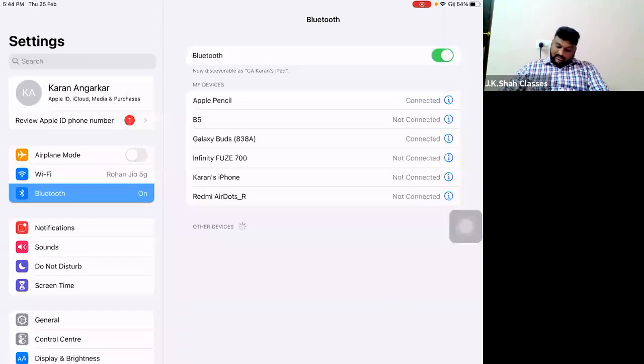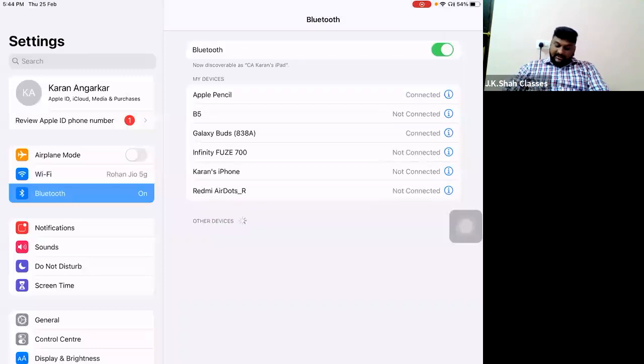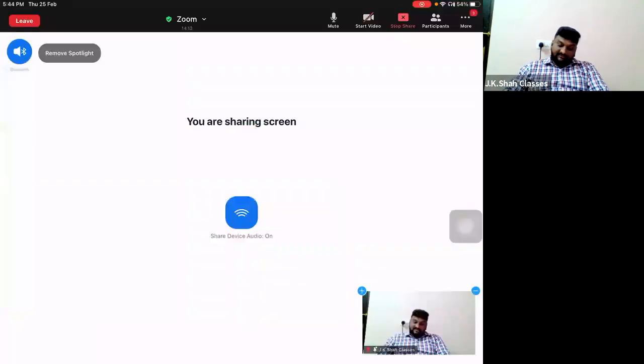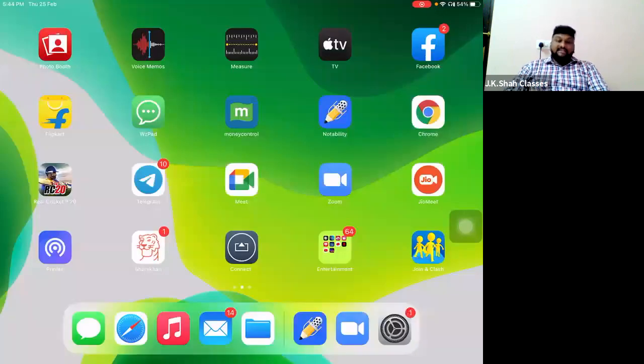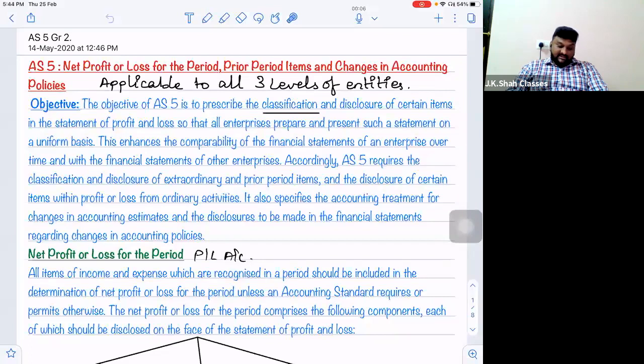Yeah. Now, this chapter has a big objective. Before the objective, I'll just read out the name of the topic. AS5, net profit or loss for the period. That is nothing but your profit and loss account. Prior period items, which is again a part of your P&L account, and changes in accounting policies. Changes in accounting policies we have already covered in AS1. Followed by this, AS5 will also cover changes in accounting estimates, which is something new for you people. So that we'll be discussing.